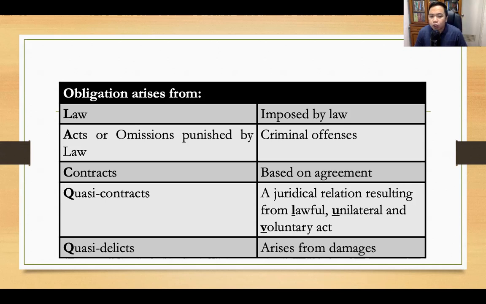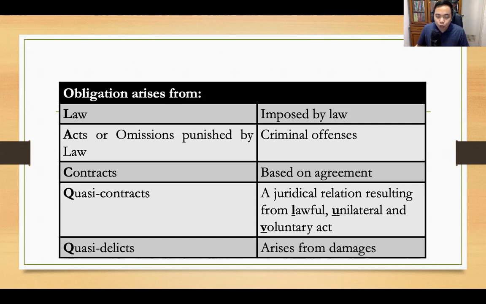Now, a quasi-contract is not a contract, but there exists a juridical relation resulting from what I call LUV: lawful, unilateral, and voluntary act, class. It is a juridical relation resulting from a lawful, unilateral, and voluntary act. What do we mean by this quasi-contract?